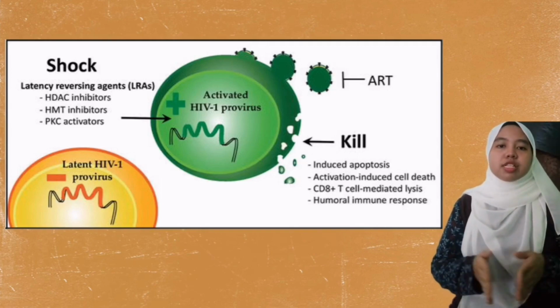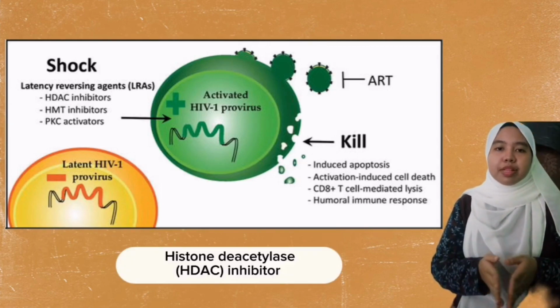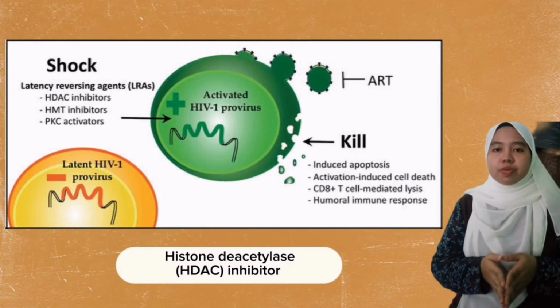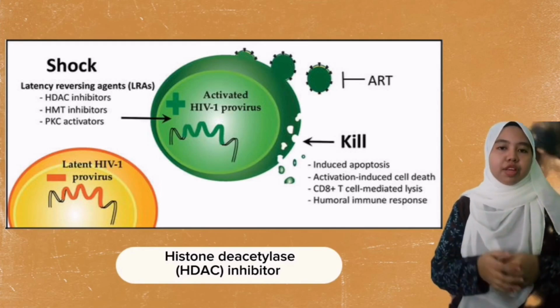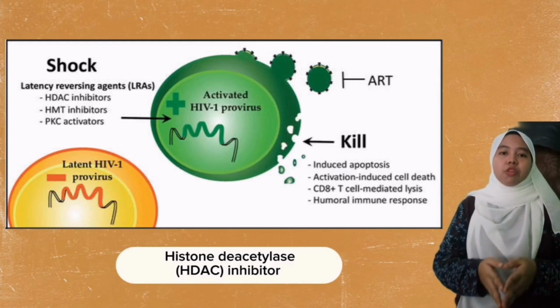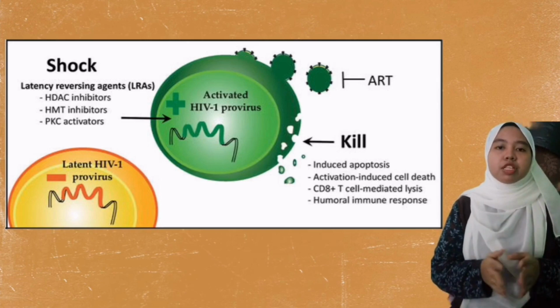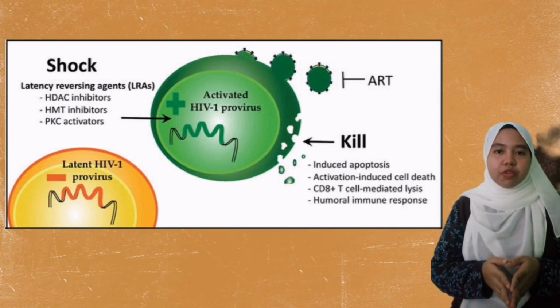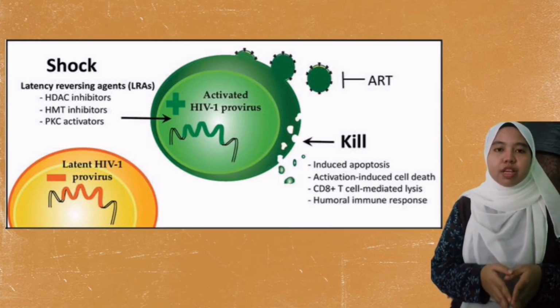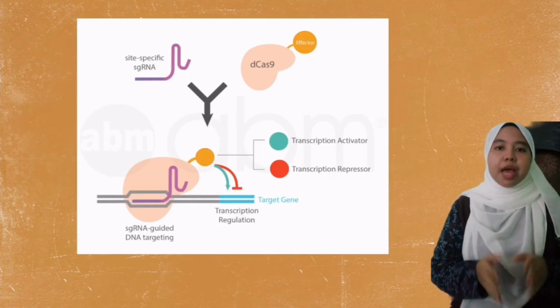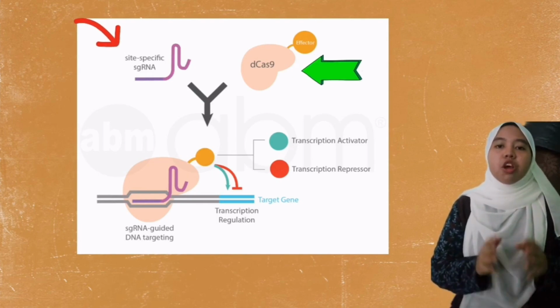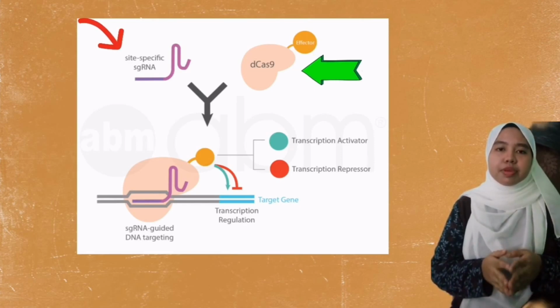Latency reversing agents such as histone deacetylase inhibitors are used to reactivate viral gene expression. However, this strategy might not be able to target all viral reservoirs, making it less effective. Therefore, CRISPR-Cas9 technology might be useful for reactivating the dormant HIV-1 viral reservoir. To activate or repress gene transcription, many researchers have paired a defective Cas9, dCas9, fusion protein with sgRNA specific to the effector domain of the target DNA sequence.